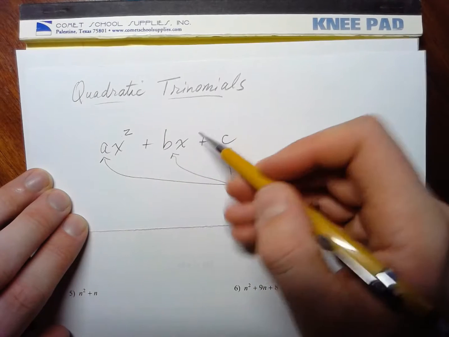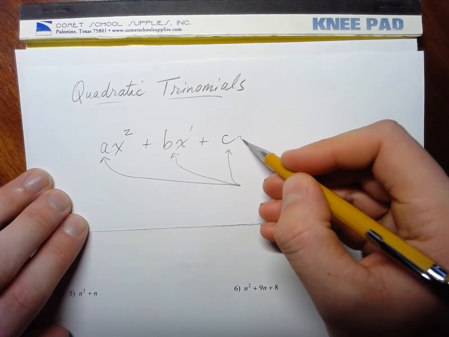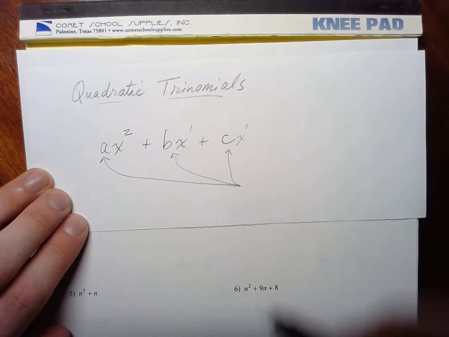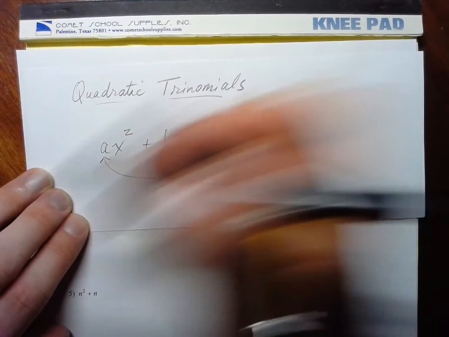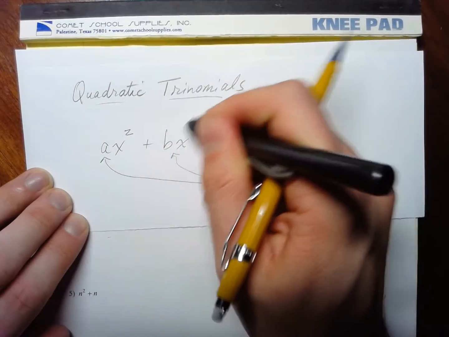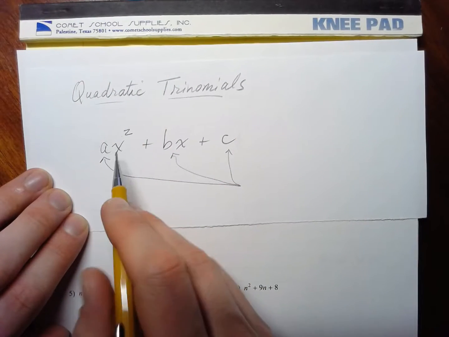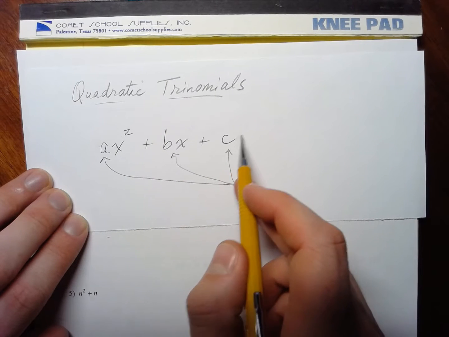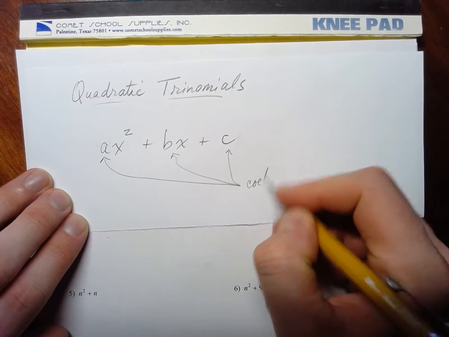And of course, what's the power on here? That's a 1. What's the power on this one? Well, it's x to the 0th, but we don't write that. We just need to remind ourselves in our heads that x to the 0th is there, and that this little 1 is here. That's how we look at the full form of the polynomial. We have a quadratic term, a linear term, and a constant term. So these are just coefficients essentially.